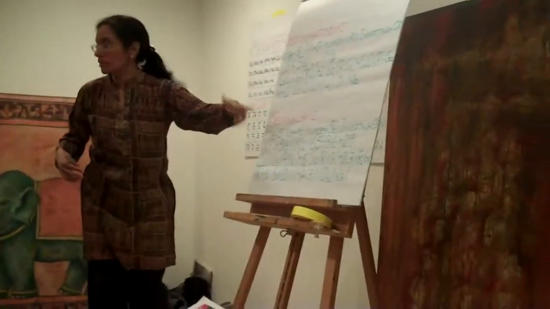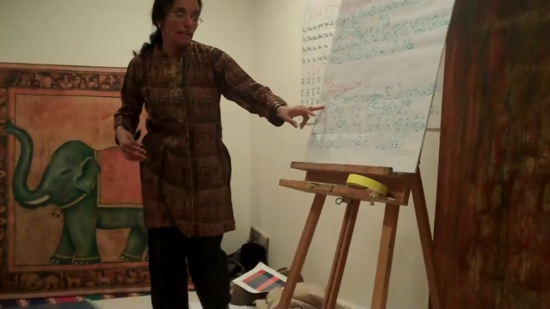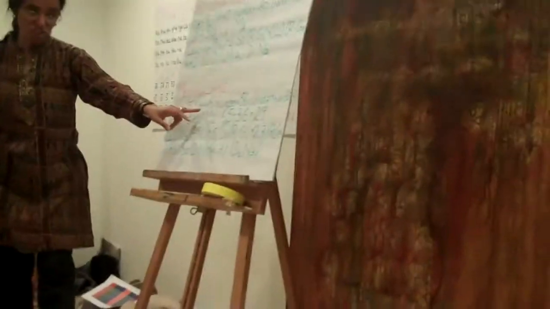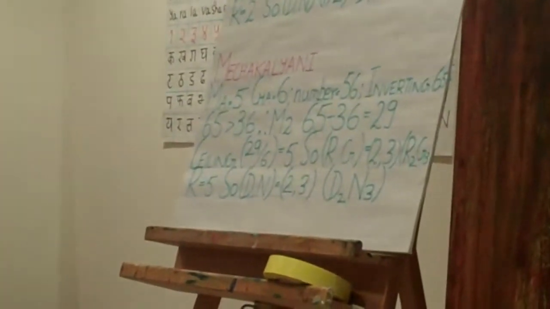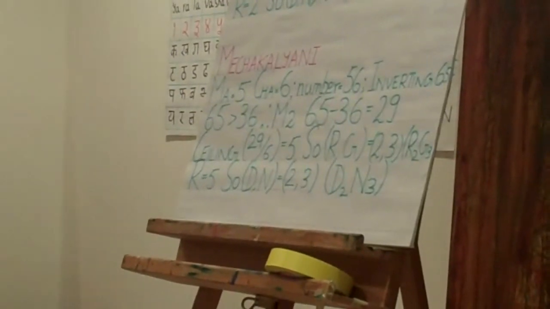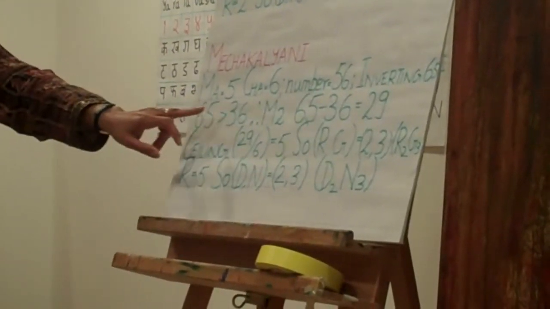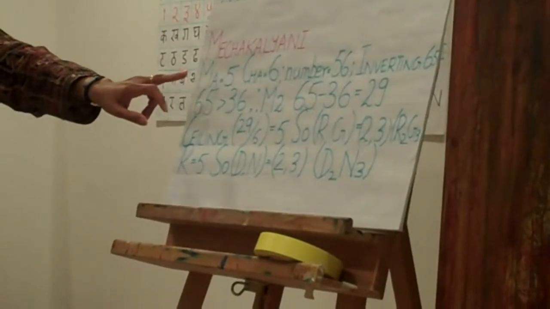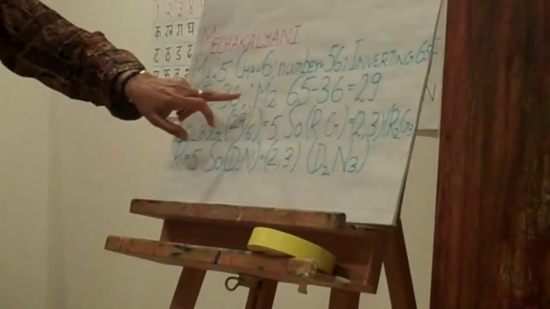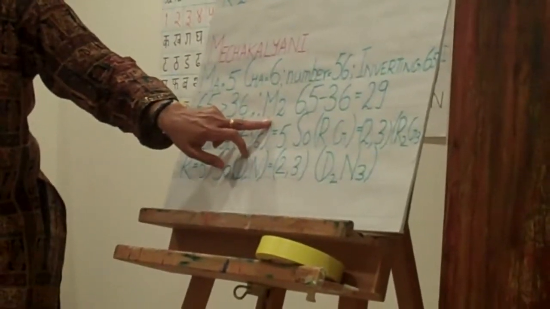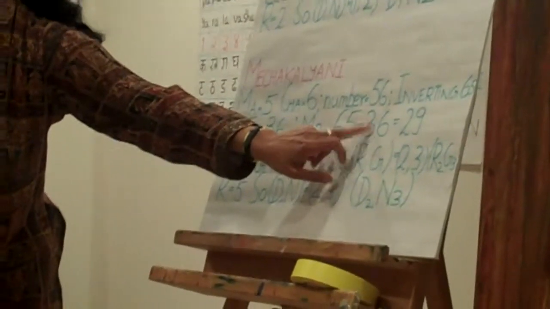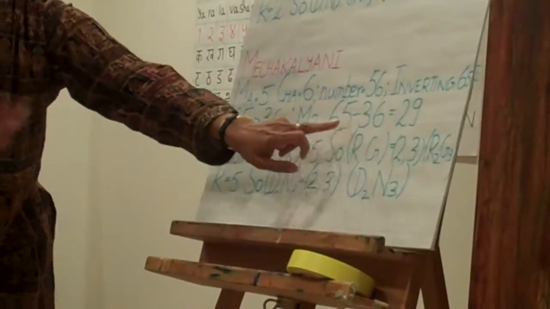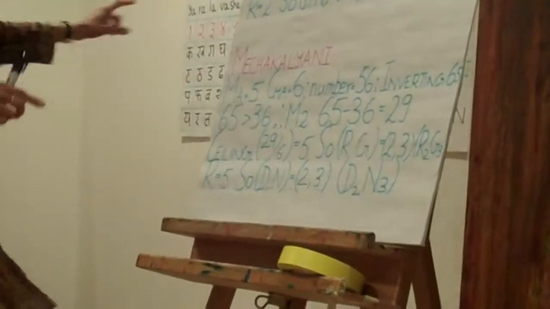Similarly for a Pratimadhyama Ragam, Ma is 5, Cha is 6, so the number is 56 and on inverting that gives 65. So from the Katapayadi Sankhya it is 65. 65 is greater than 36, so that is a Pratimadhyamam, so that is M2. 65 minus 36, subtract 36. You may ask me, I'll explain.